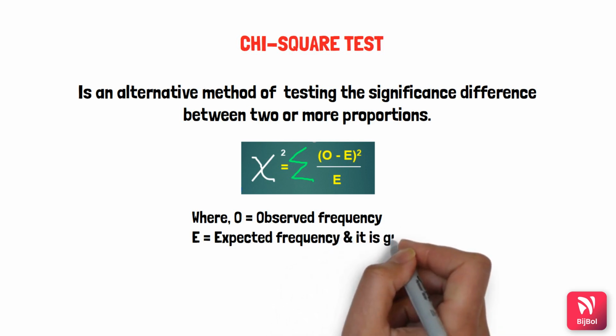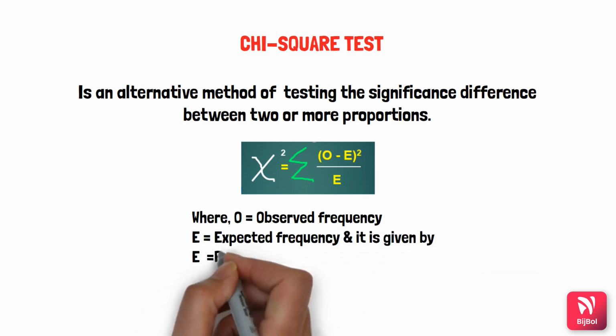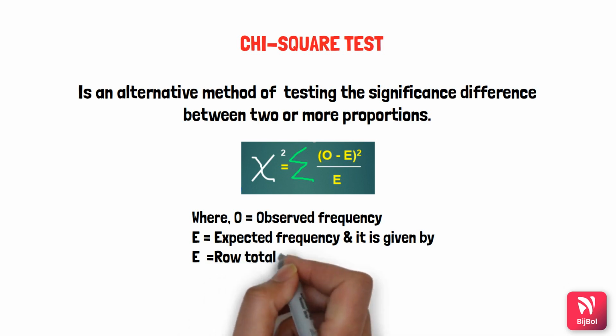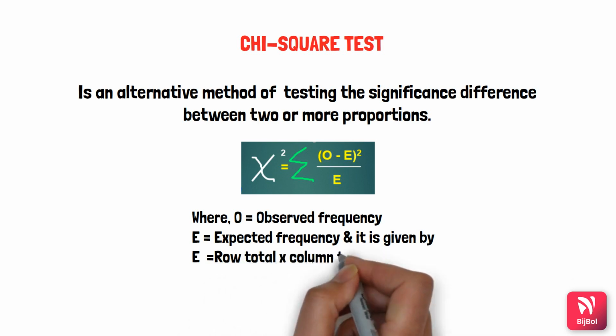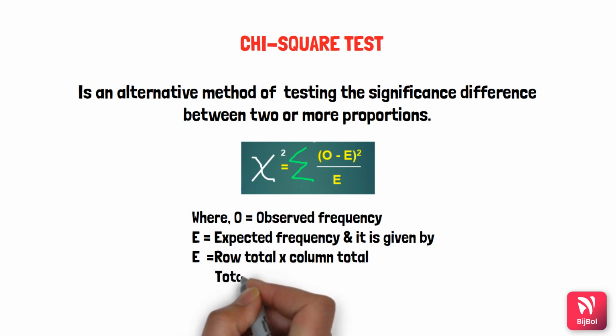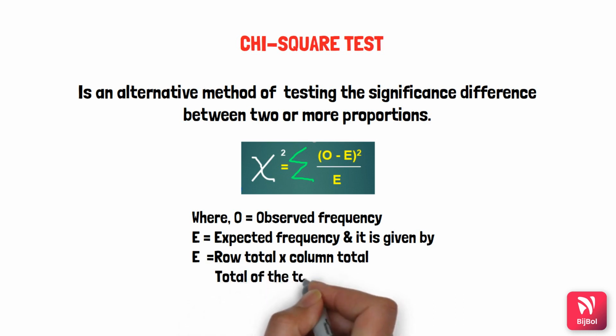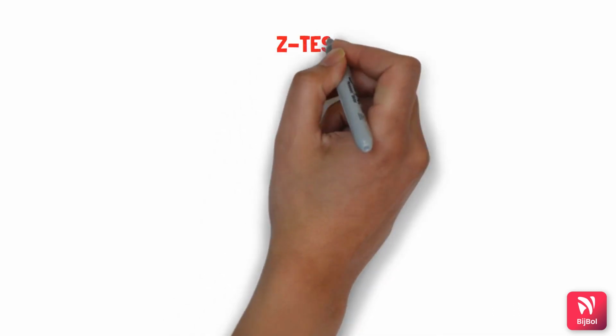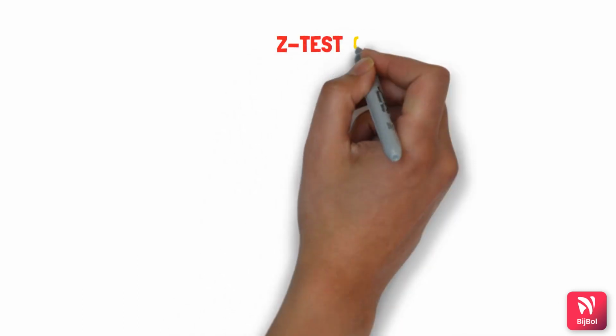Now, how do you calculate this expected frequency? Expected frequency is calculated by the row total multiplied by the column total, and this is divided by the grand total. That is about the chi-square test. Now, the next test is the Z test.